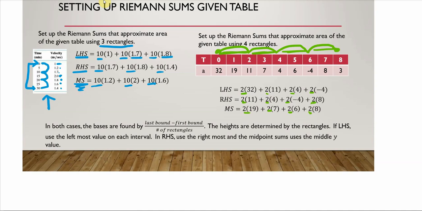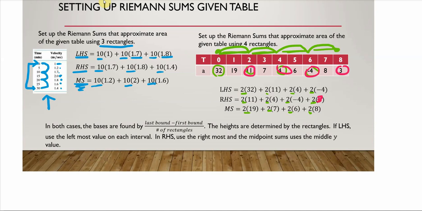So on the left hand, I'm looking for 0. So I'm going to pick 32. On the next interval, I want to pick 11. On the next interval, I'm going to pick 4 and then -4. On the right hand sums, I'm going to pick 11, 4, -4, and 3. So I made a mistake here. I put an 8 here, and it should be a 3.